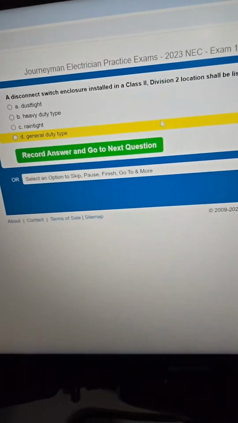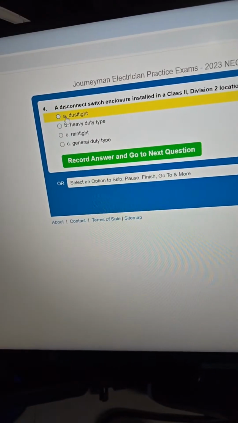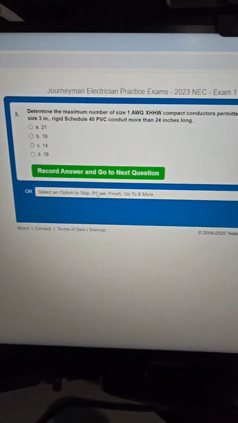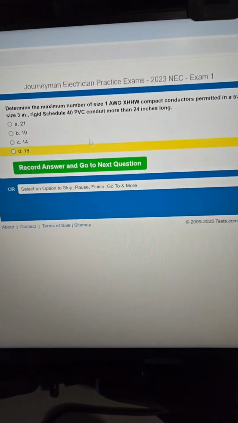Disconnect switch enclosure in a class 2 division 2. Ooh, I think that's dust tight. Is class 2 division 2 dust tight? Does anybody remember? This is a hard test, guys. I can't look at the book. We're just going through it. The answer is 47. I knew it.